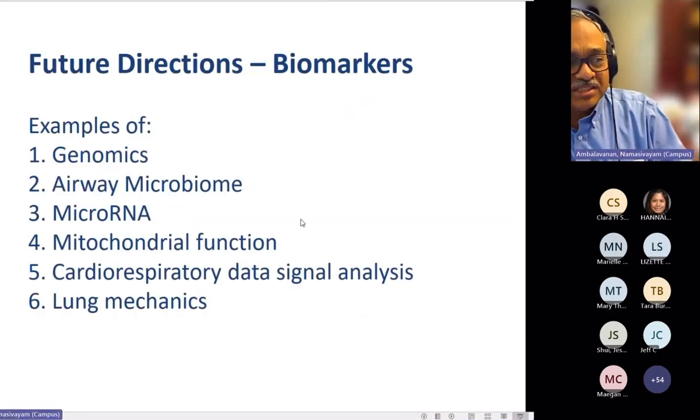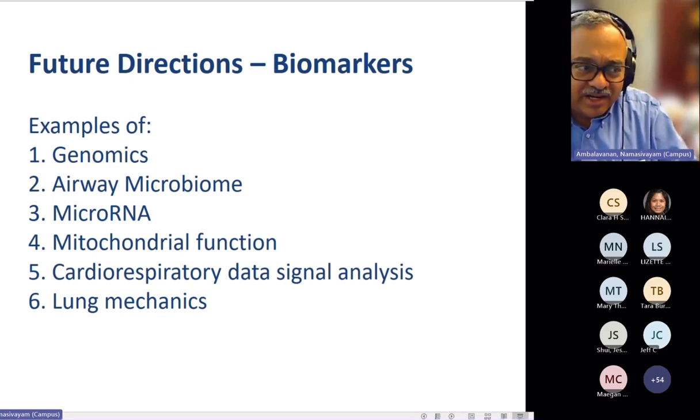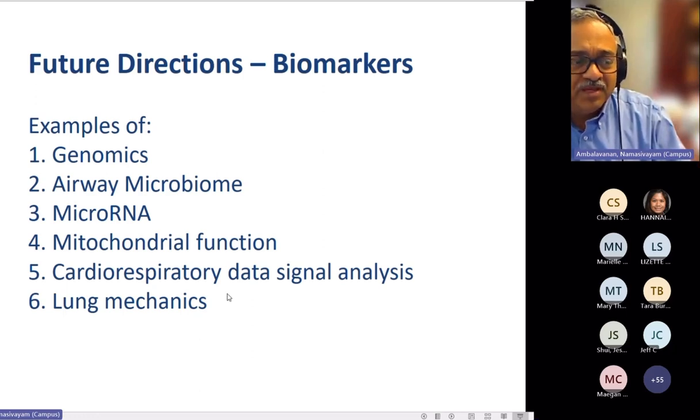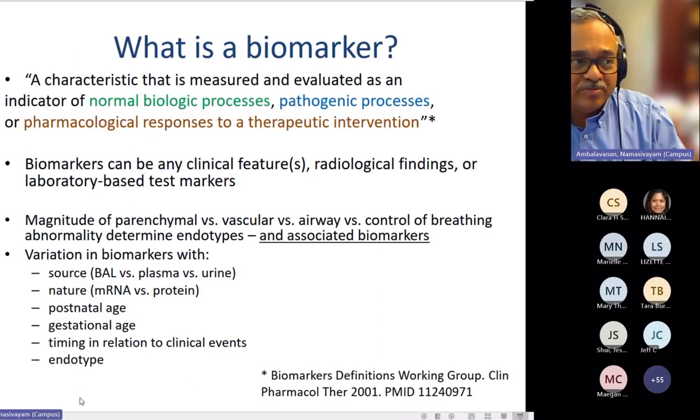So over the next half an hour or 40 minutes, I'm just going to briefly go over some of our research on all these topics. I'm not going to go too much into the basic science aspects because I realize most of you are clinicians. So this is going to be more of a clinical and translational talk. We're going to talk a little bit about the genomics, the microbiome, the microRNA, mitochondrial function, cardiorespiratory signal analysis, and lung mechanics. So first, what's a biomarker?